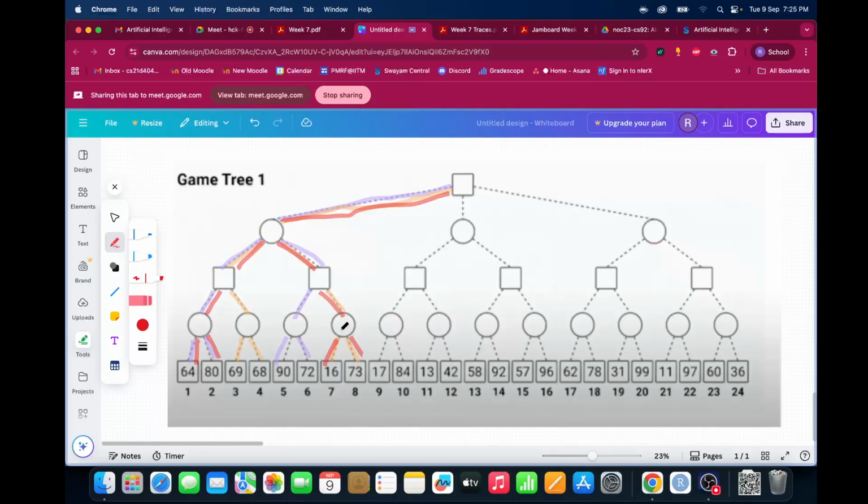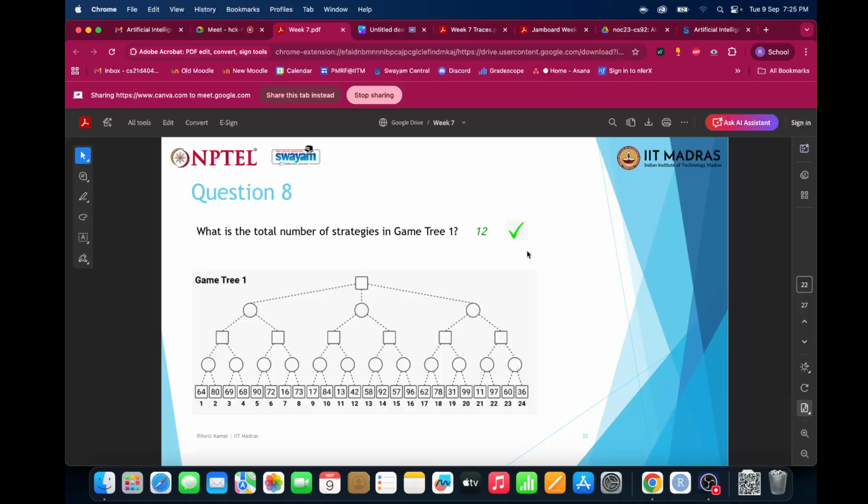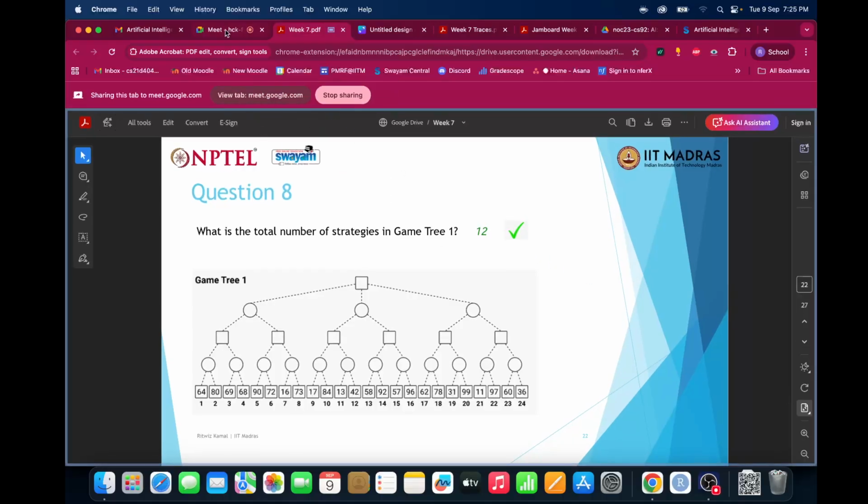So the essential choice that you have to make lies at this level. If you notice, at this particular level, how many different edges are there? 1, 2, 3, 4, 5, 6, 7, 8, 9, 10, 11, 12. So essentially you will be left with 12 strategies, and that is the total number of strategies in the game tree.